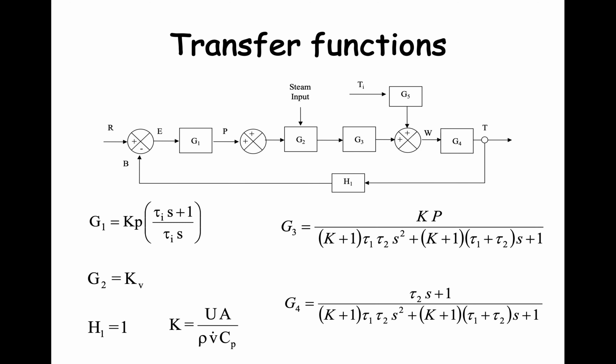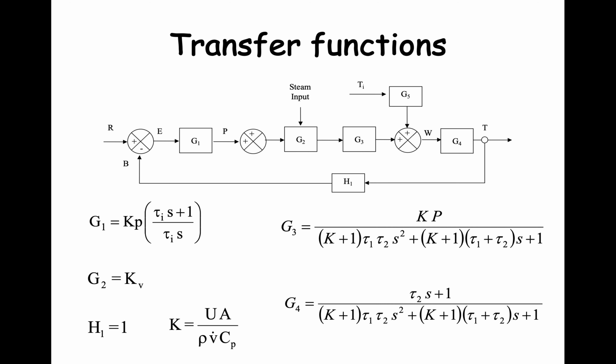Here are the transfer functions we need for all of the process elements. The controller transfer function is G1 equals Kp times (tau I s plus 1) over tau I s. This expression tells us that we are using proportional plus integral control.